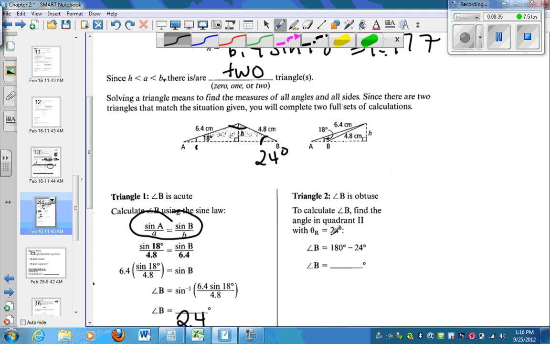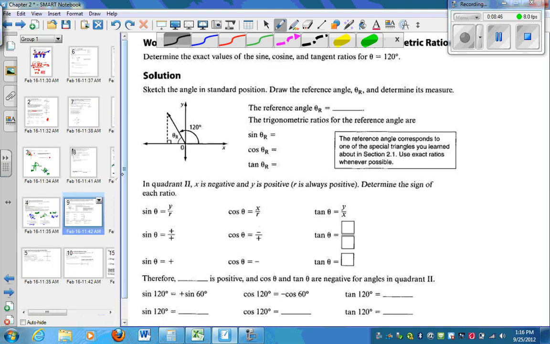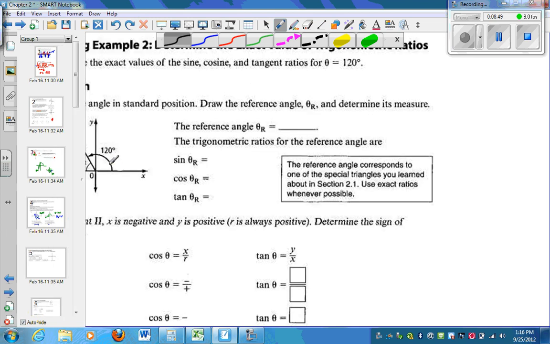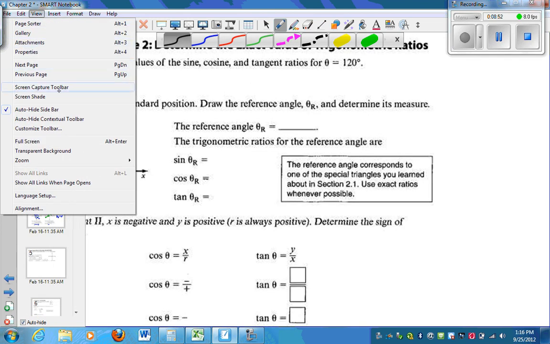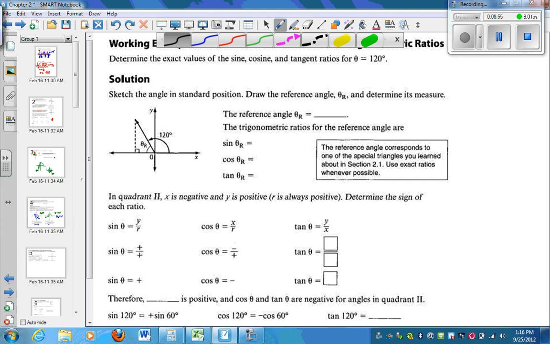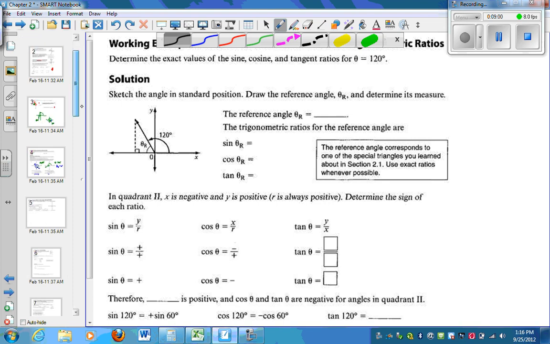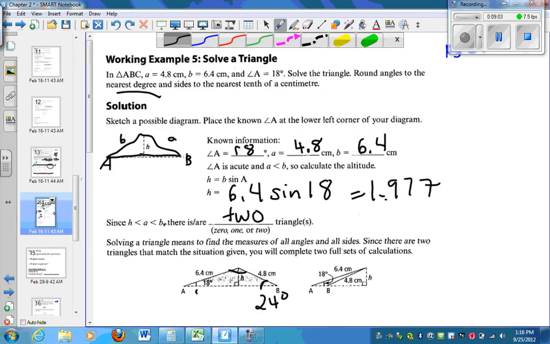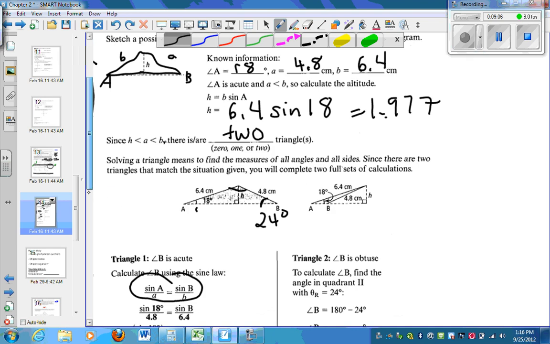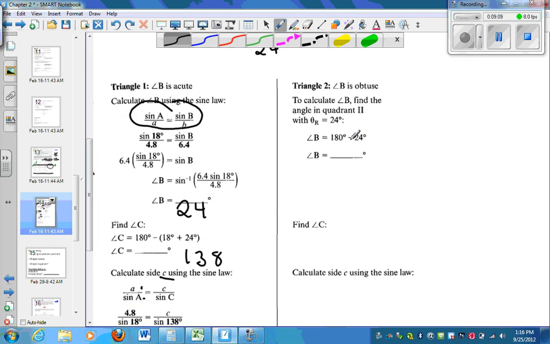The second triangle. To calculate angle B, find the angle in quadrant 2 with a reference angle of 24. Remember we said the sine of an angle, that was the ambiguous part. The sine of an angle and the sine of an angle in the second quadrant with the same reference angle are going to be the same. Oh, I have definitely gone to the wrong page. So all we have to do is find that reference angle. 180 minus 24 is 156.